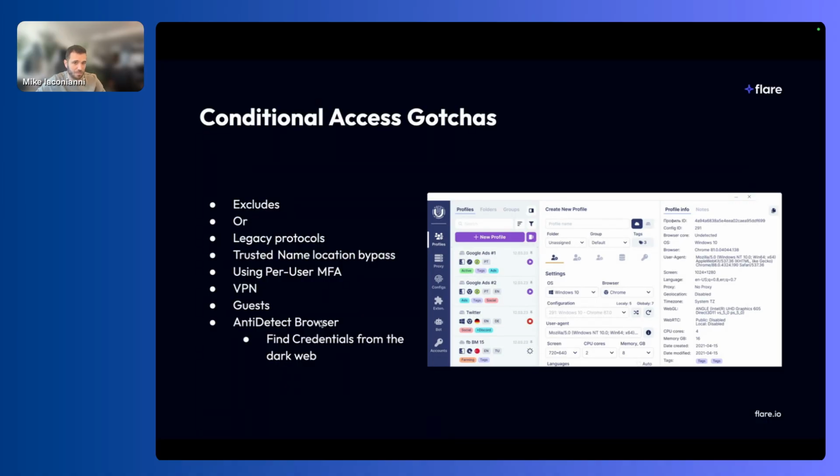And the biggest conditional access gotcha is the anti-detect browser, where you found someone that got hit with a stealer log, you got their ESTS auth persistent cookie, and you're able to replicate their location, all of their OS, their browser, their user agent, exactly how it is from the stealer log right within the anti-detect browser, and then pass through the ESTS auth persistent cookie, and from there just pretend to be the user.